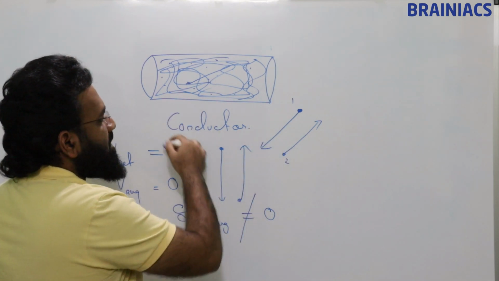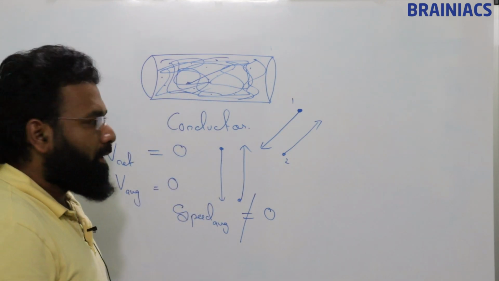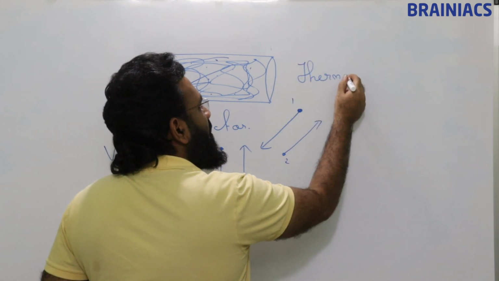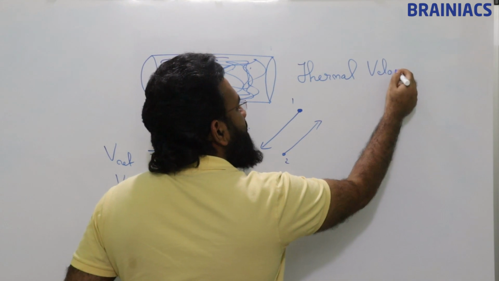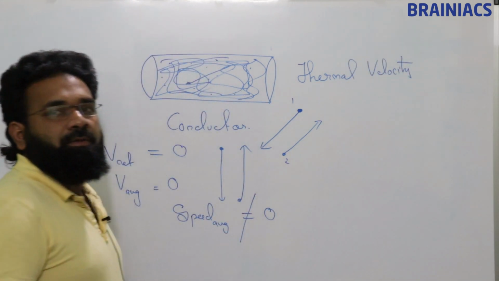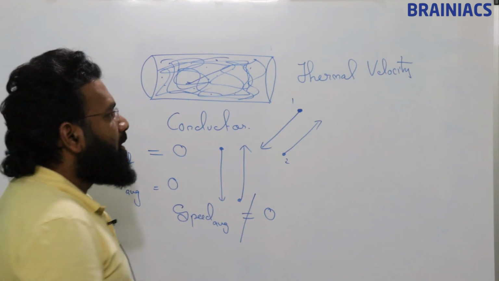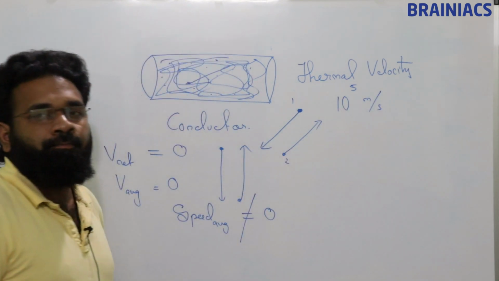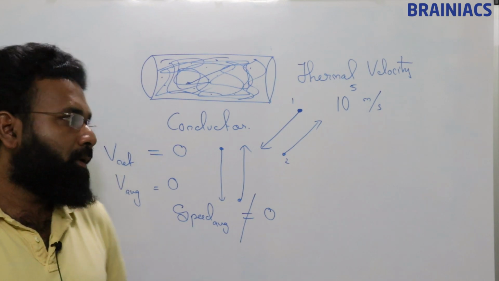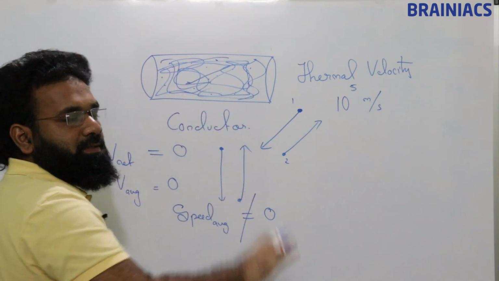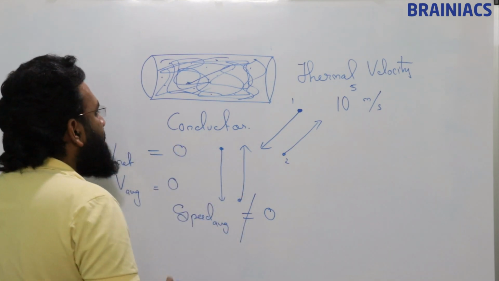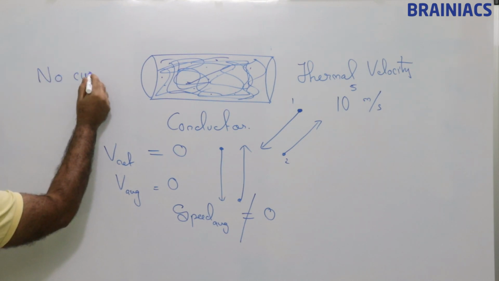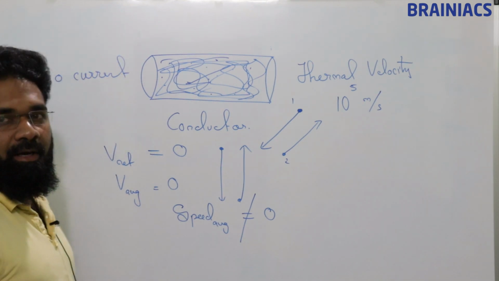So these electrons will be in random motion, and the velocity of these electrons we call thermal velocity. Thermal velocity is very high. It's of the order of 10 raised to 5 meter per second around. So thermal velocity is very high, but the movement of electrons is random. So this system will never give us any current.